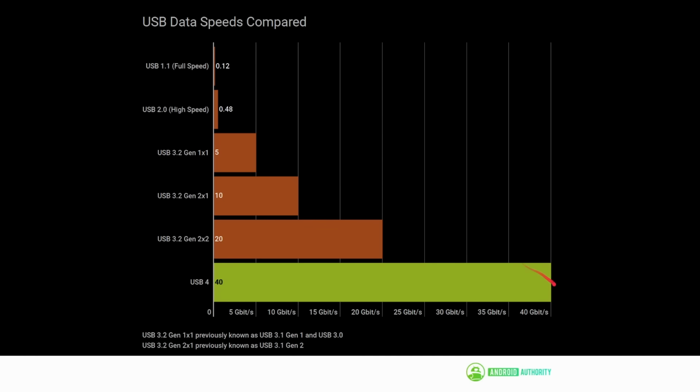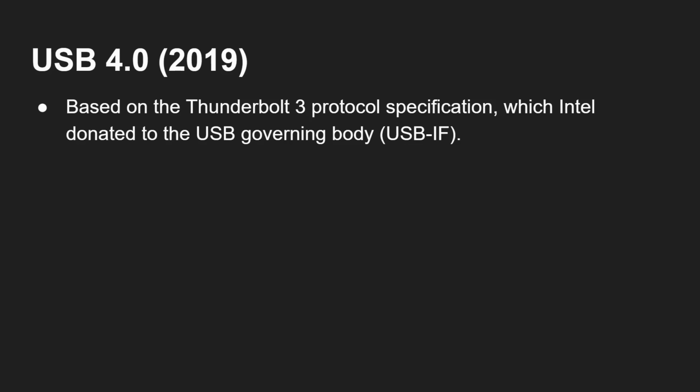So obviously, this is pretty amazing that we're getting these kind of speeds down some copper wire. We're not talking about optic fiber, we're not talking about anything like that. This is down copper wire. So this is pretty amazing that we can get these kind of speeds. So let's talk about USB 4. That came out in 2019.